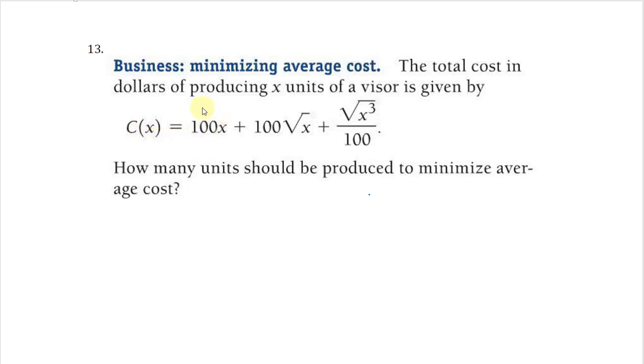In this video, we are going to solve problem 13 on the sample midterm questions. We are given a total cost function, C of x, and we are asked how many units should we produce to minimize the average cost.